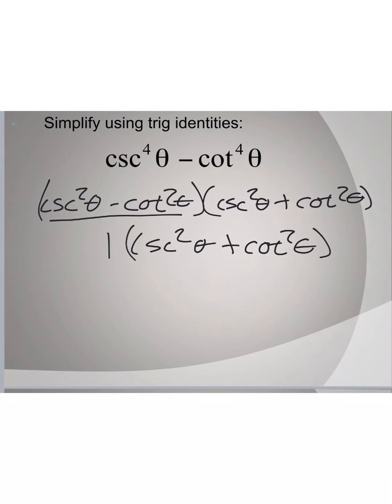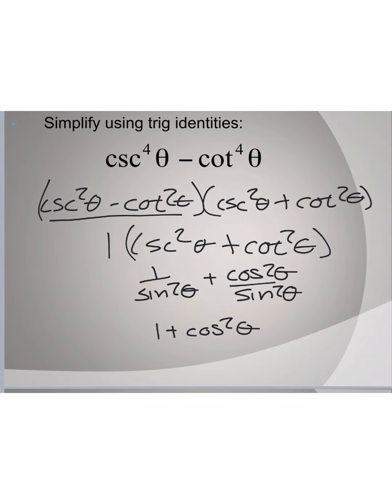I'm now going to use my reciprocal identities and my quotient identities. Cosecant squared is the same as 1 over sine squared, and cotangent squared is the same as cosine squared over sine squared. These have the same denominator, so I can add together my numerators, and I have 1 plus cosine squared of theta all over sine squared of theta. And that is my fully simplified expression.